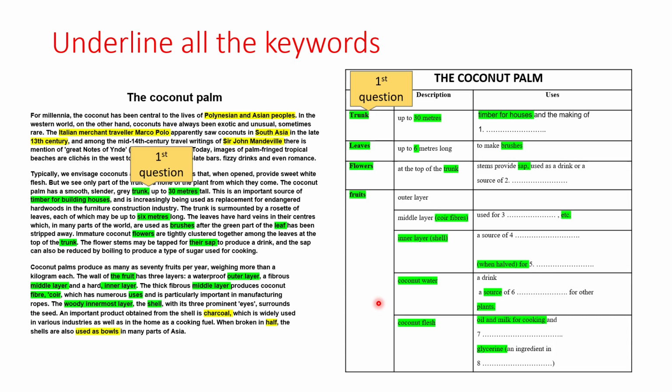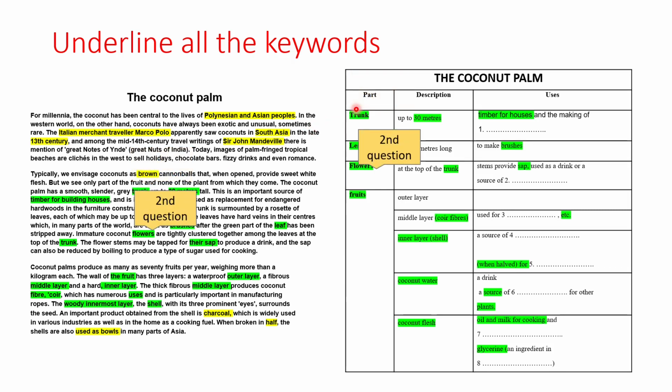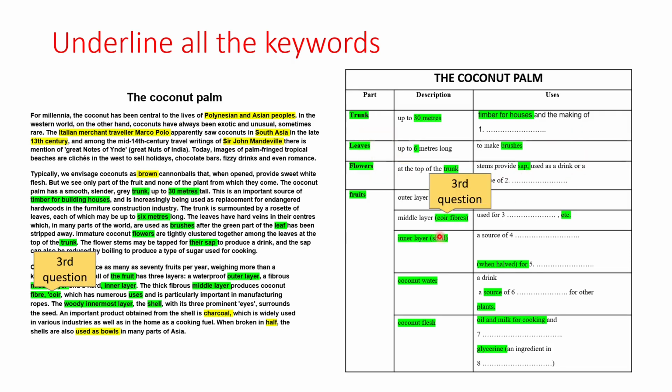Let's review the questions we have already found. For the first question, we find the trunk keyword here. Then we find the second question keyword, flowers, here and here. Then the next one is a very important one, coir fibers here and coir fiber here. The answers to questions 1 to 3 should be here.